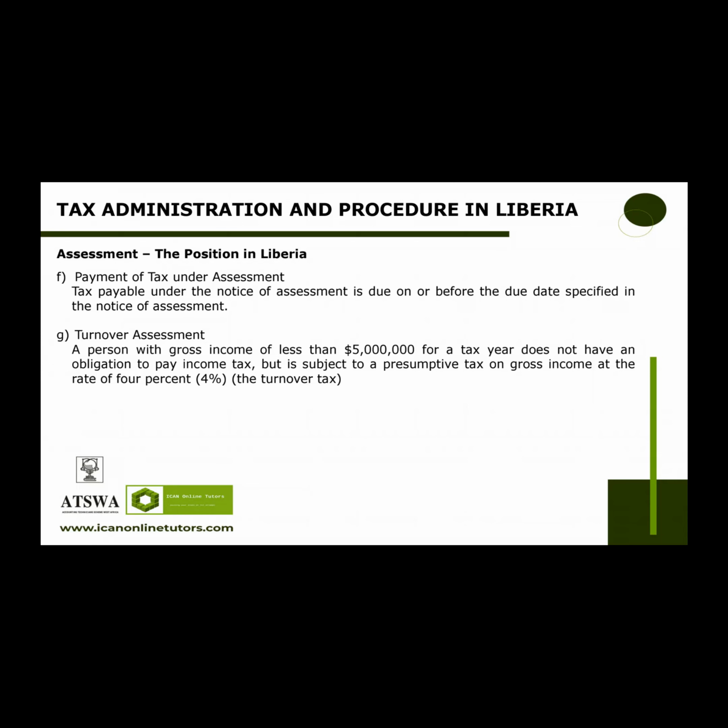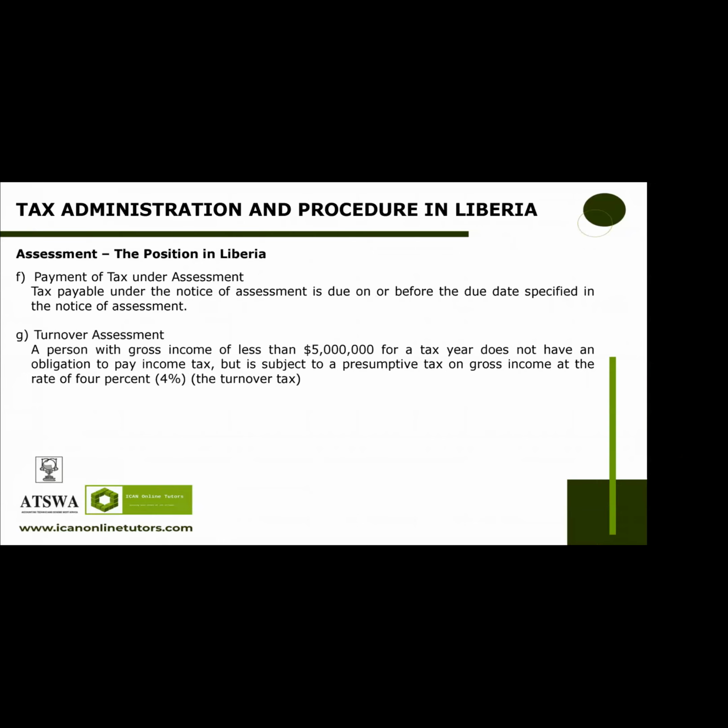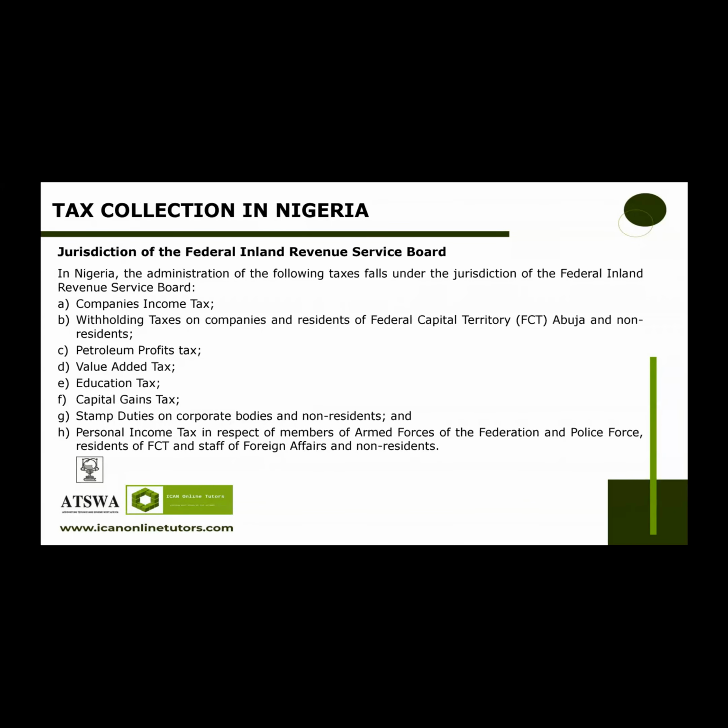Are we together? Okay. So we are progressing. Do you have any question? Are we good to go? So we can proceed. We have tax collection in Nigeria. We are starting with the jurisdiction of the Federal Inland Revenue Service Board.